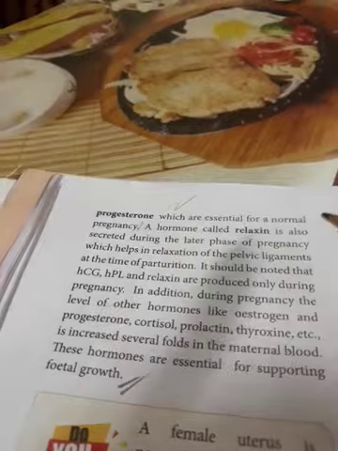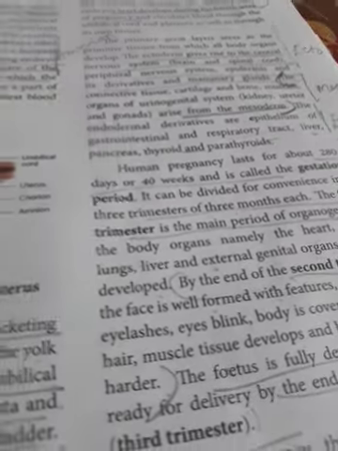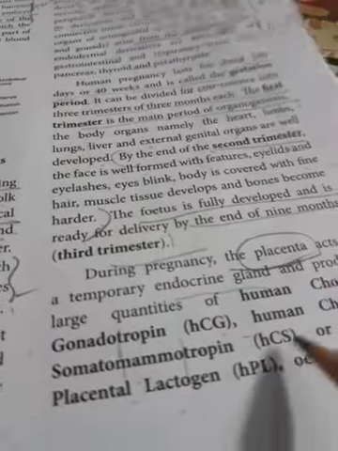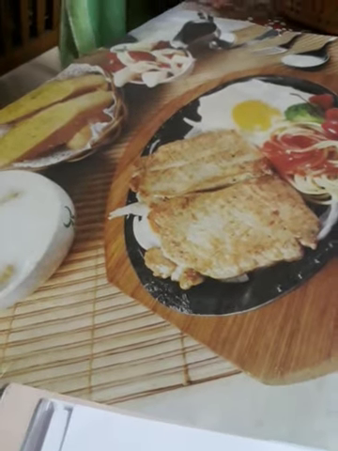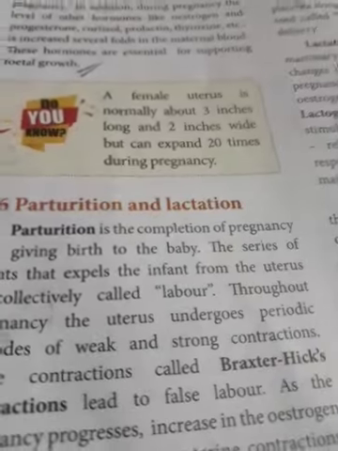So, what are the hormones produced by the placenta? Not only HCG, HCS, HPL, estrogen, progesterone, the relaxin is also secreted during the later phase of pregnancy. So these are the hormones secreted by the placenta to support the growth of the fetus. The next part we are going to discuss is called the parturition. That will be in the next part.